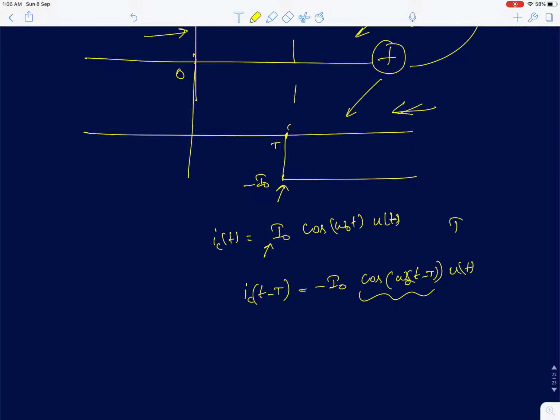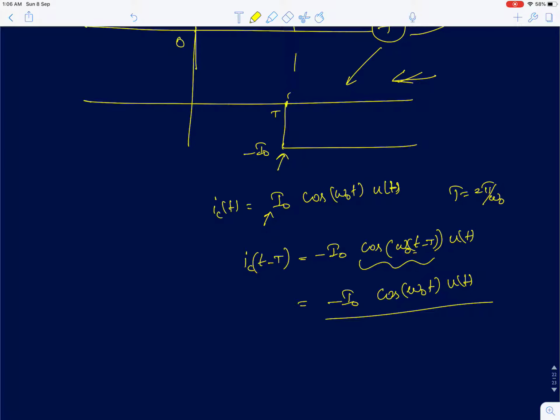Now it's a periodic signal with period T, 2 pi by omega naught. So this is nothing but omega naught into t minus T, which is again cos omega naught t itself. So you will get minus I naught cos omega naught t into u of t. So the total current is the sum of the two currents.